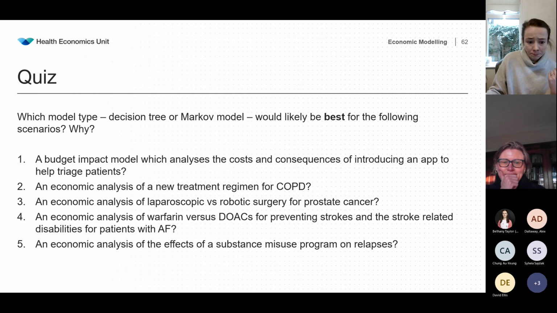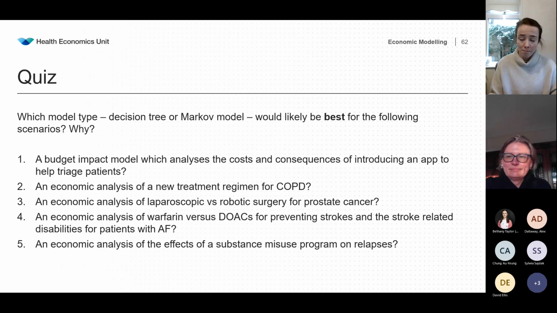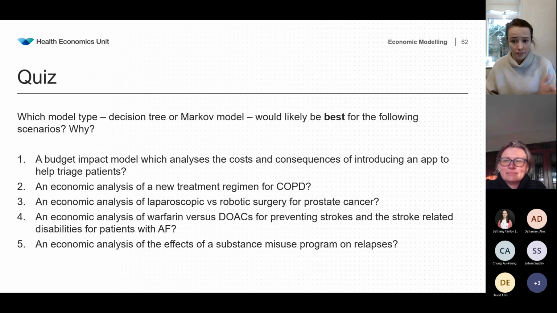And then for the last one, I put a Markov model because, again, a substance misuse program is something that's going to be occurring over a long period of time. And with substance misuse, you are likely to have relapses. You might have different types of events that would have an impact on different probabilities of having a relapse, et cetera, that you might want to better model with a Markov model.